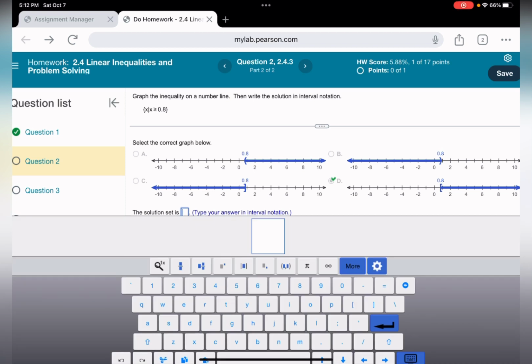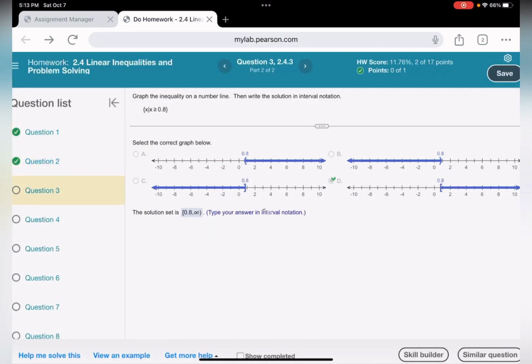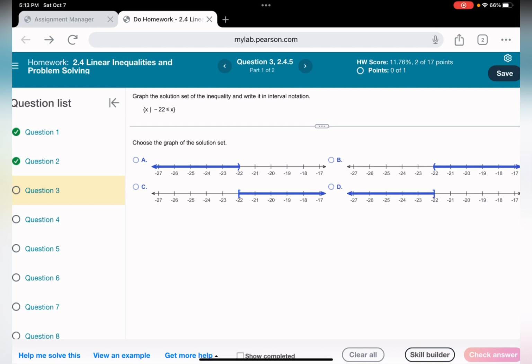So we put a square bracket 0.8, comma, and positive infinity. Infinity is always going to be parentheses because, like I said, it doesn't have an end. Infinity cannot be included. All right? Next one.